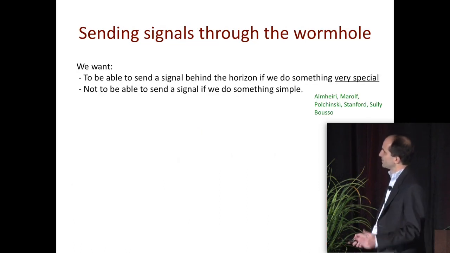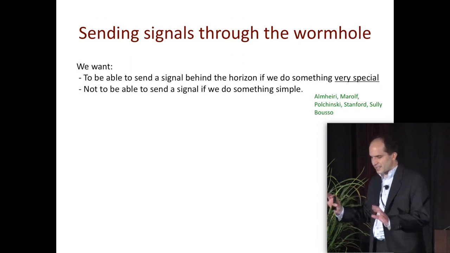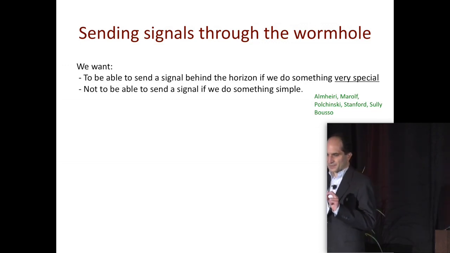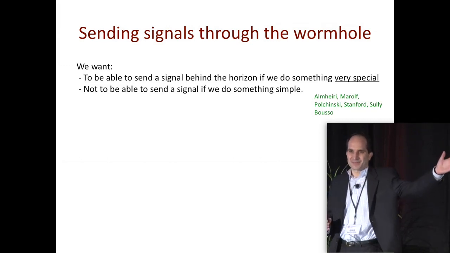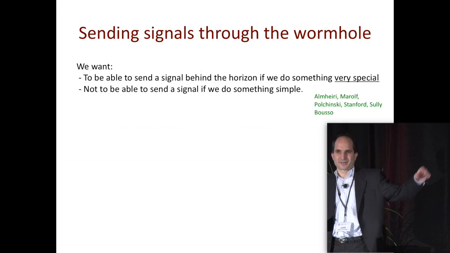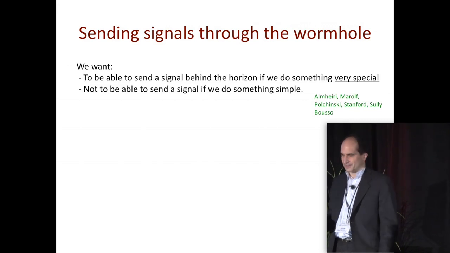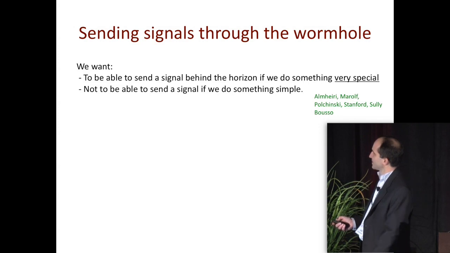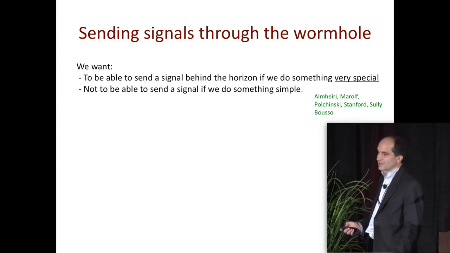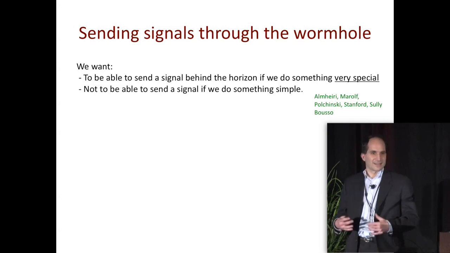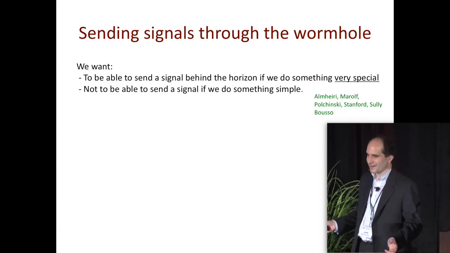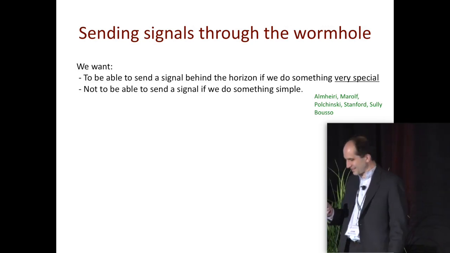What we'd like ideally is to be able to send a signal behind the horizon if we do something. An important point here is that what an observer who falls into the black hole sees depends on what you do with the system the black hole is entangled with. So you can send signals from a faraway system to the region behind the horizon. We certainly want to be able to send these signals by doing something very special, but we should not be able to send signals if we do something simple. So that's our wish list, if we believe that the interiors of black holes are smooth. Now, if you believe that there are firewalls behind the horizon, then maybe you can even send signals by doing something simple.